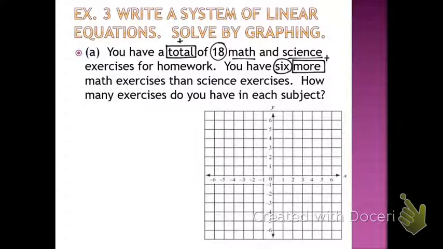So we've got more. You have 6 more math exercises than science exercises. So there again is the word math and science. Now, what variables would you naturally think of using if we're talking about math and science? M and S. However, what variables does Desmos represent? X and Y. So we've got to assign X to either math or science, and then assign Y to the other. Which variable do you want to use for math? X. And that means we have to use Y for science.